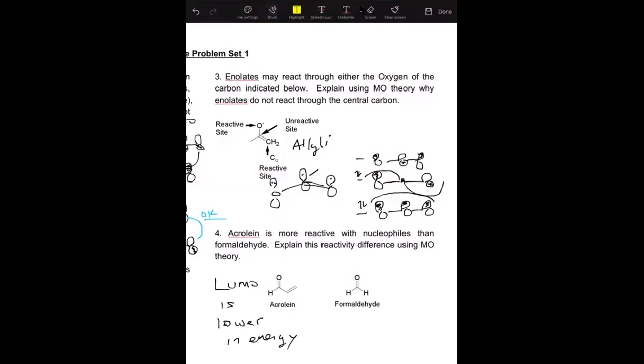Right, that's what we were talking about on Monday, that you can perturb the HOMO or the LUMO by adding in certain substituents. And so if you want to make it more reactive towards nucleophiles, then you want to add an electron withdrawing group. If you want to make it more reactive towards electrophiles, then you want to add a donating group to raise the energy of the HOMO. But if you want to make it react better with nucleophiles, then you want to lower the energy of the LUMO, right?